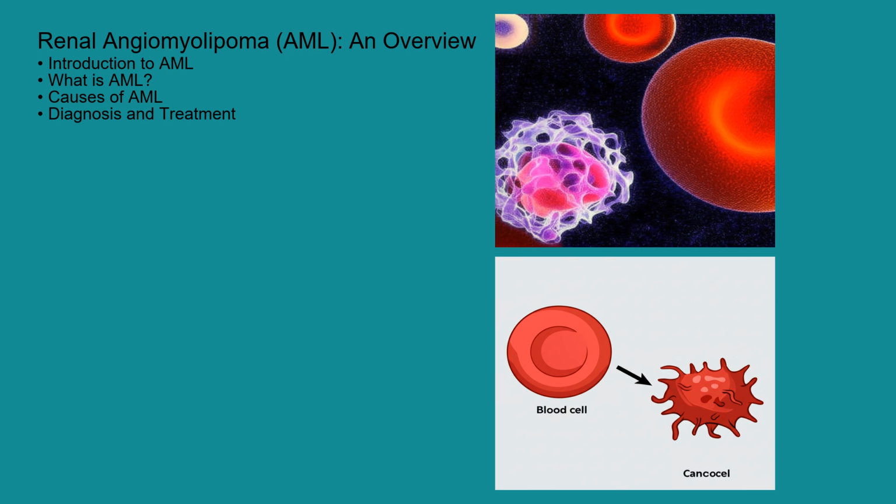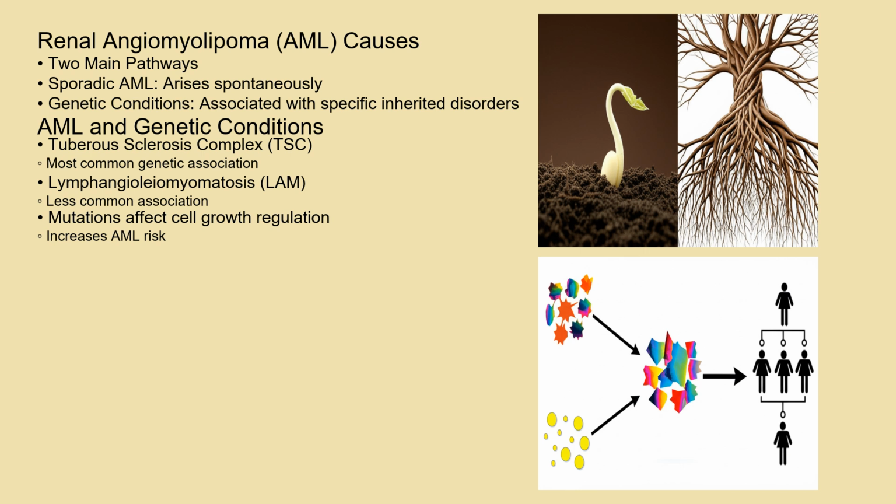So, let's get started. The exact cause of renal angiomyolipoma isn't always clear, but we know there are two main pathways. Most AMLs occur sporadically, meaning they arise spontaneously without a clear genetic link. However, a significant number are associated with genetic conditions, most notably tuberous sclerosis complex, or TSC, and less commonly, lymphangioleiomyomatosis, known as LAM. These genetic conditions involve mutations that affect cell growth regulation, increasing the risk of AML development.